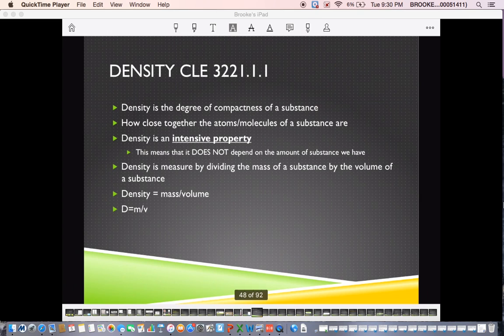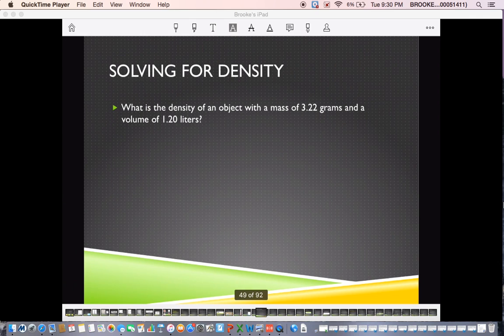The way that we write that out as an equation is density is equal to mass divided by volume, or simply D is equal to M over V, where D stands for density, M stands for mass, and V stands for volume. So let's do some practice math. This first one is going to be how to solve for density.